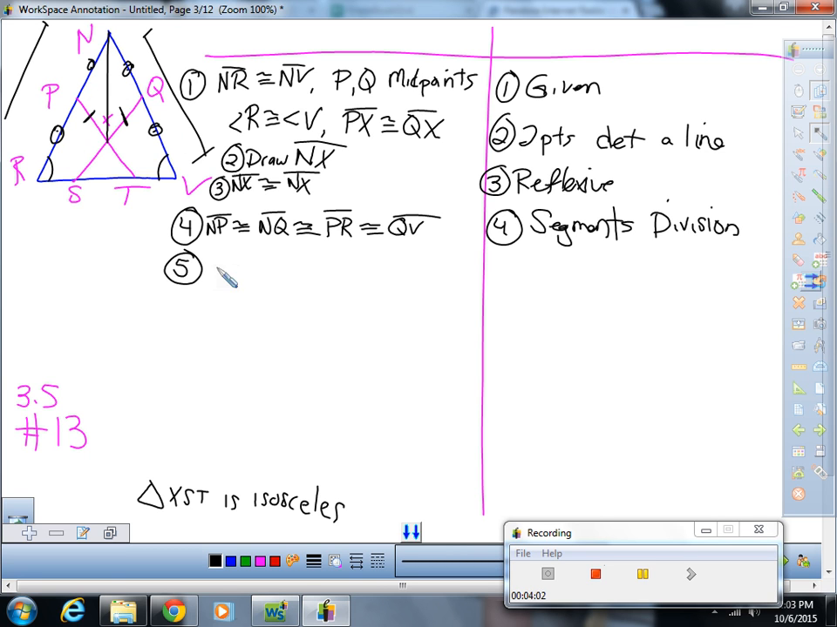So now I can say that triangle NPX is congruent to triangle NQX, and that's going to be by side, side, side. Okay, now, I already in my head kind of proved this before I started the video, so the next thing I'm going to need to do is prove that triangle PRT is congruent to triangle QSV.